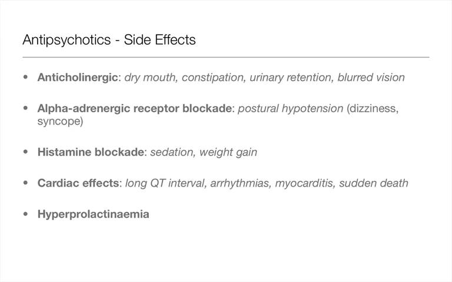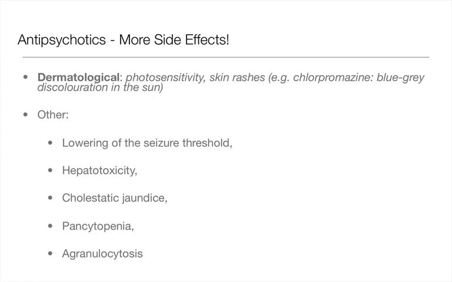Hyperprolactinaemia is also a side effect of antipsychotics. This is because prolactin is under the inhibitory control of dopamine, and so when dopamine levels are decreased, prolactin levels increase, resulting in galactorrhoea, amenorrhoea, gynaecomastia, hypogonadism, sexual dysfunction, and can lead to an increased risk of osteoporosis. There are also dermatological side effects, such as photosensitivity and skin rashes. Other important side effects to consider are that they lower the seizure threshold, they can affect the liver, and they can also lead to haematological side effects such as agranulocytosis.